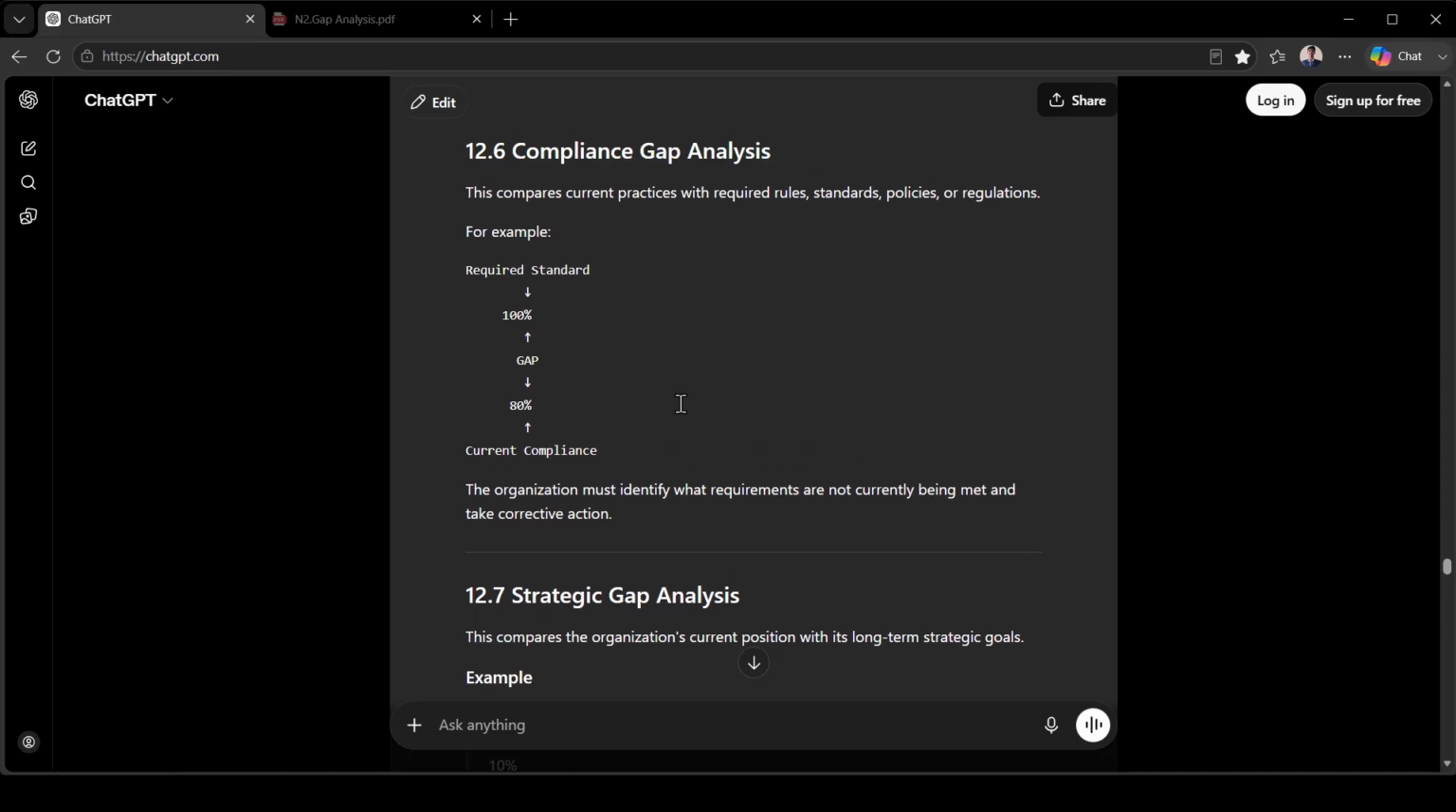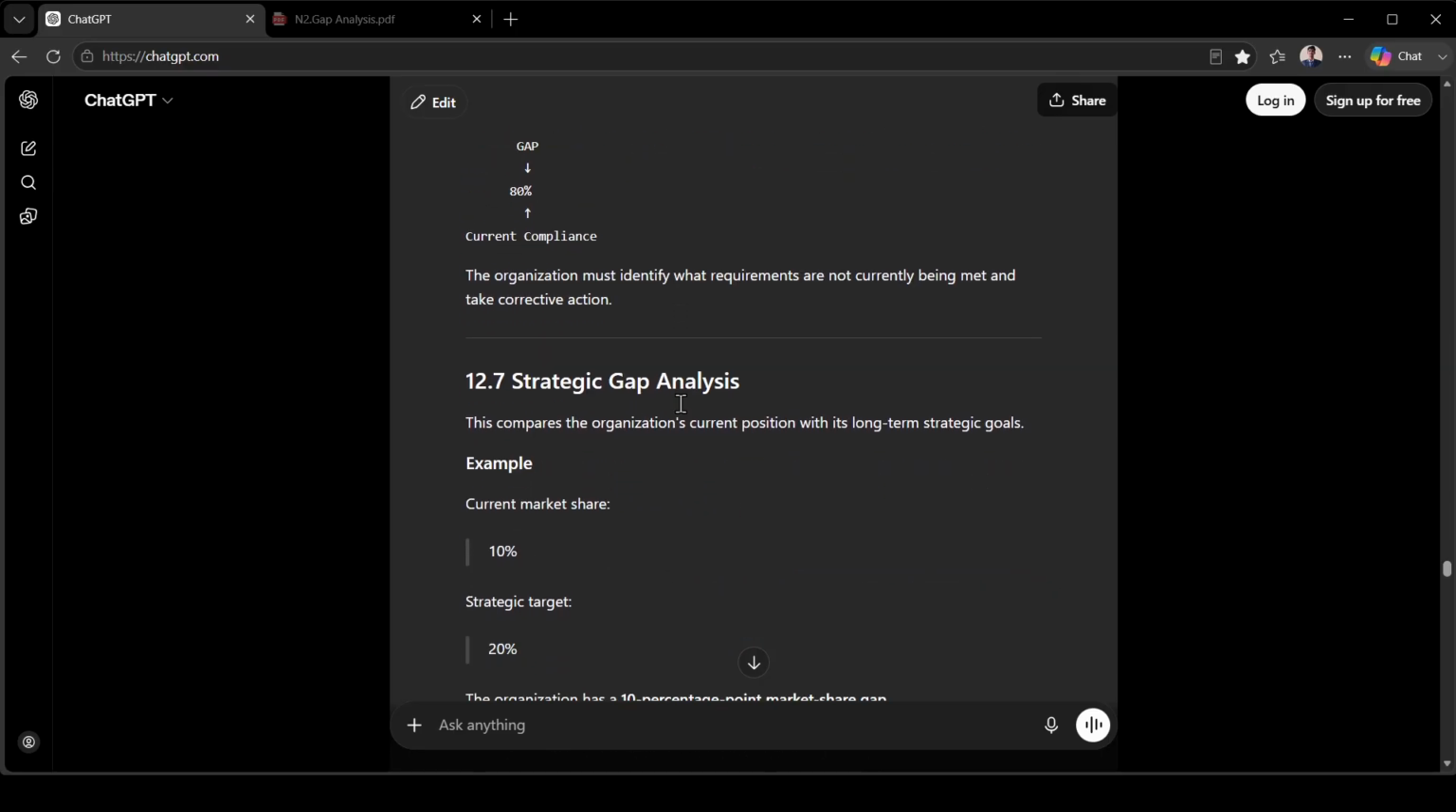Then compliance gap analysis. This compares current practices with required rules, standard policy, or regulations. For example, required standard 100%, current compliance 20%, then the gap is 80%. The organization must identify what requirements are not currently being met and take corrective action.